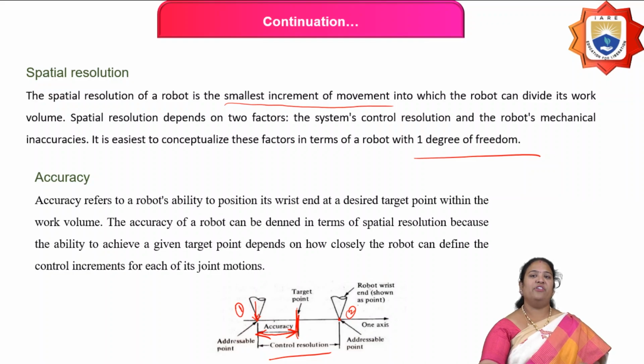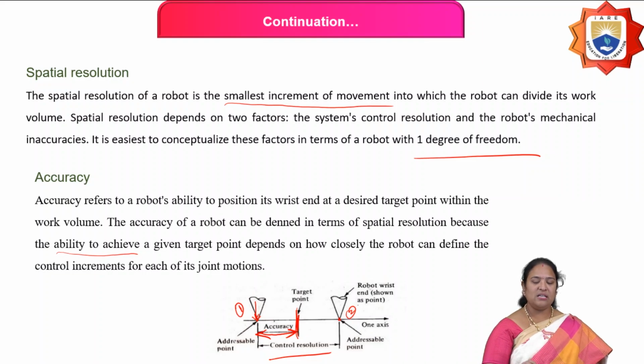Clear? Accuracy refers to the ability of the robot to position its wrist end at a desired target point. As I've told you, it should move from the initial to the targeted point, not beyond that. When it is going beyond, we need to control it. Accuracy refers to the ability of the robot to reach the desired targeted position within the work volume. So the accuracy of a robot can be defined in terms of spatial resolution, because it can achieve a given target point depending upon how closely the robot can define the control increments.